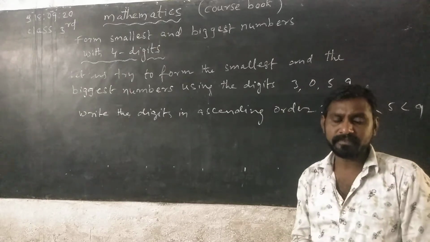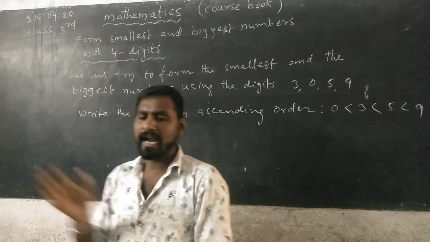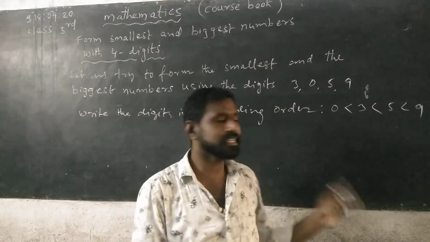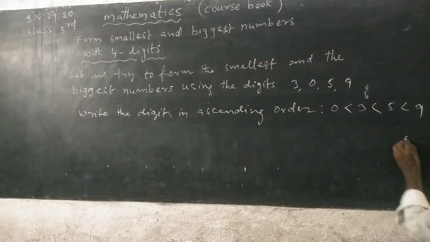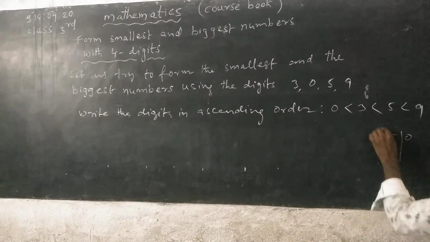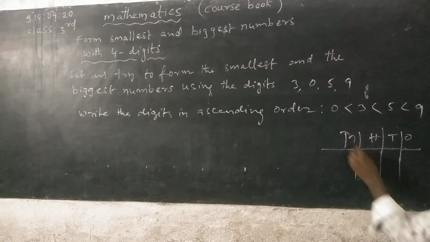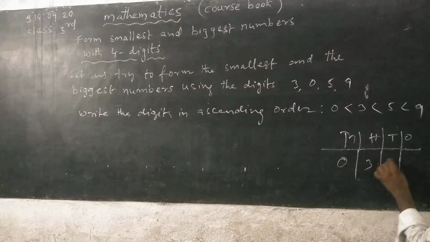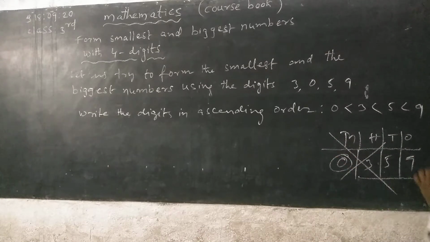First of all you write 3 in thousands place and next you write 0 in hundreds place. If you write it like ones, tens, hundreds, thousands, thousands place 0, 3, 5, 9, this is not correct, because with 0 in thousands place the number becomes a 3-digit number, 359.